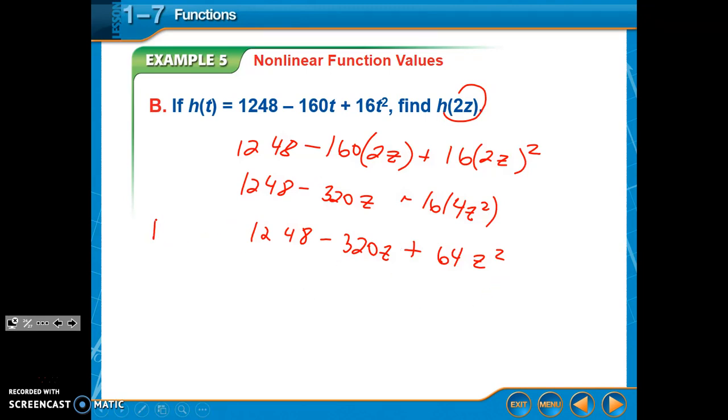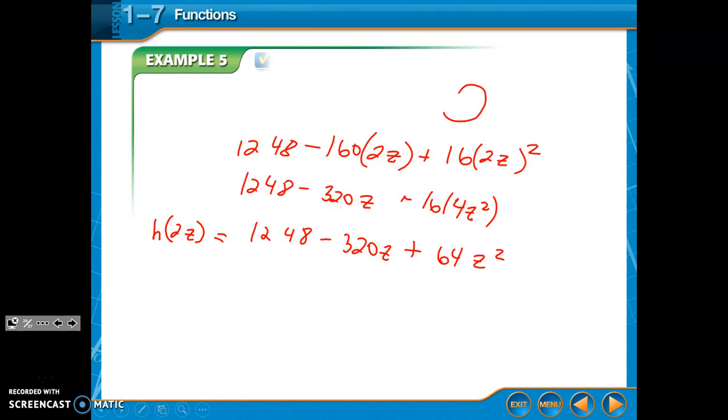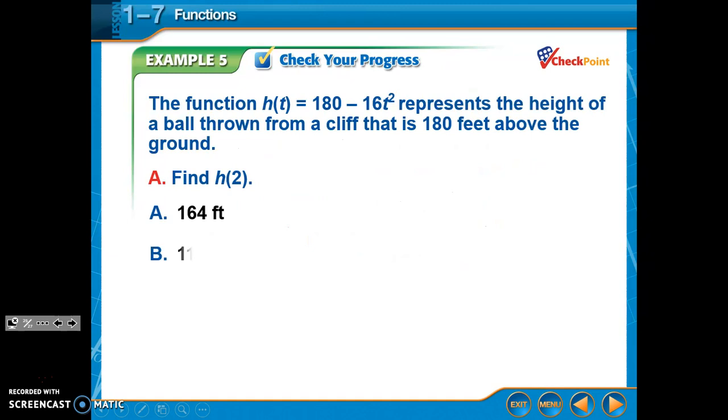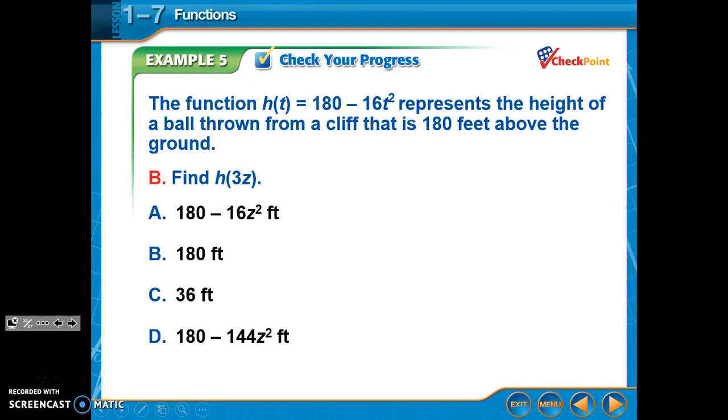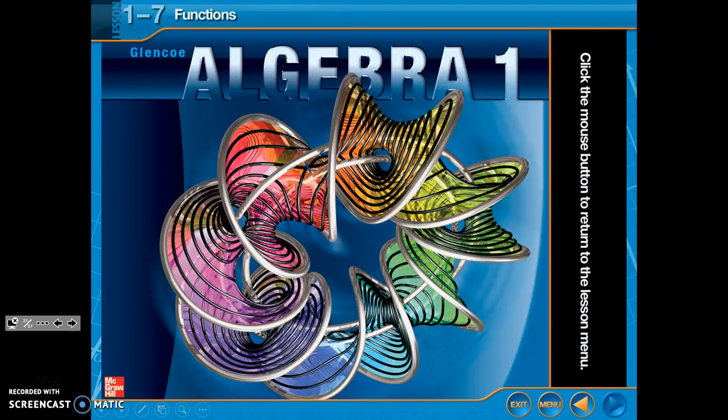So I can say that's the end, and that means h of 2z is equal to this. So when I put 2z in for my variable in h, I get this. Okay, and that's the end. All right, so you guys find h of 2 and h of 3z. And that's the end of lesson 1-7.